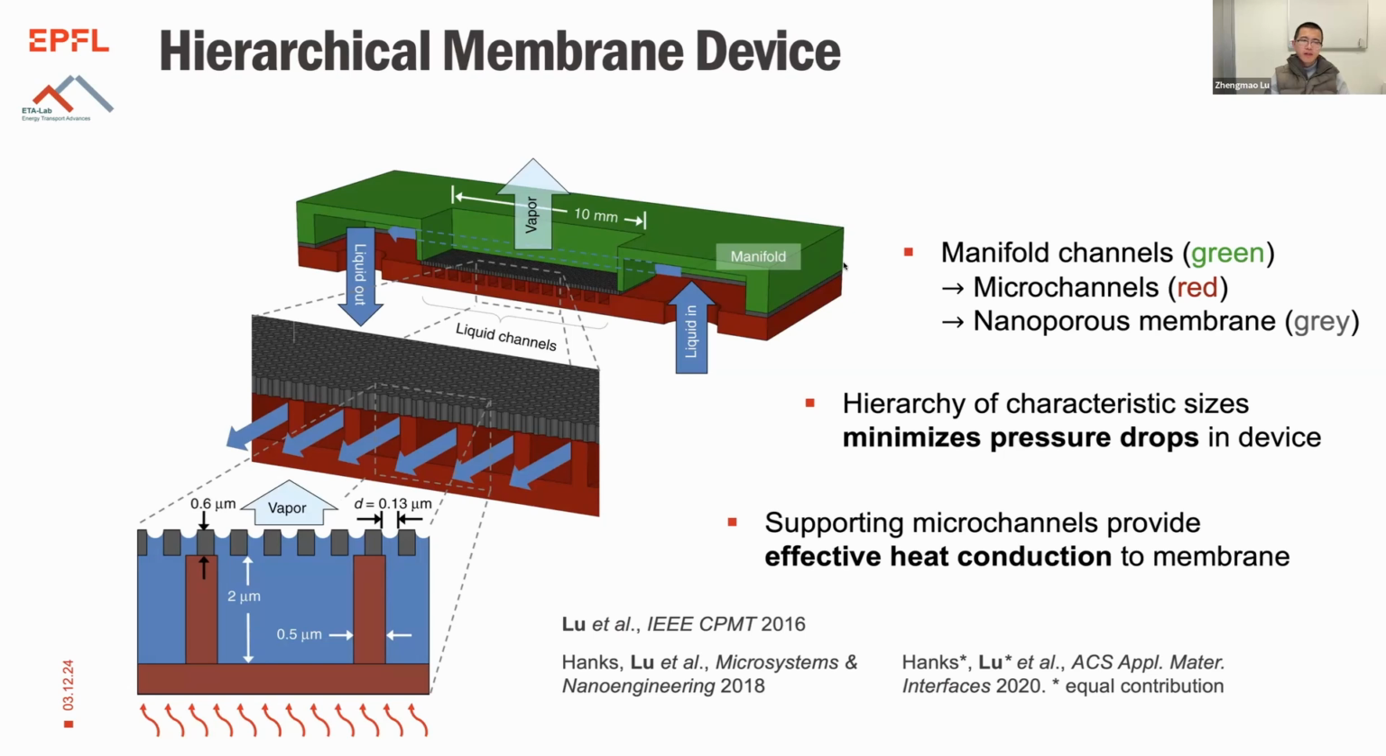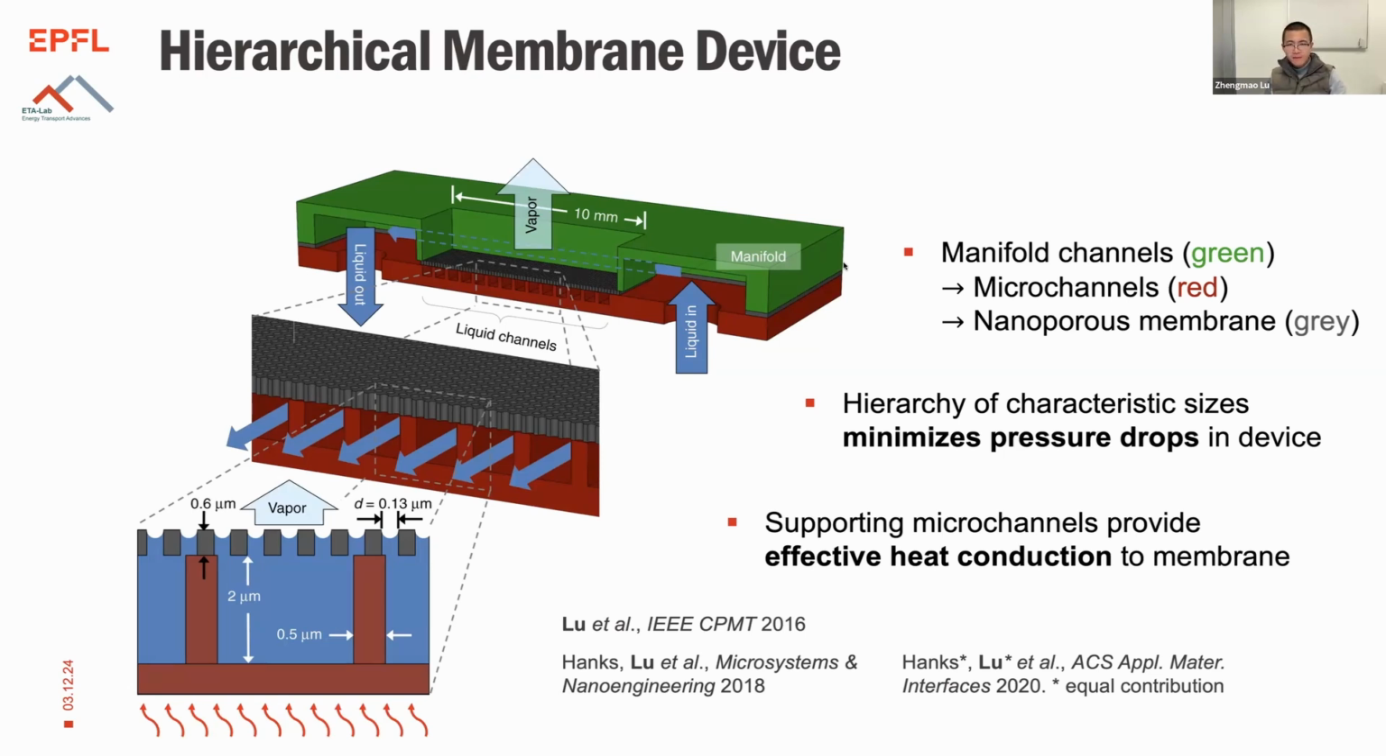If we're assuming we're taking heat from the bottom, as in the bottom schematic, the solid walls of these microchannels provide effective heat conduction paths to the membrane. So you don't have to go through the thick liquid layer within the channels. Instead, you can go through the highly conductive solid wall just to route the heat to the membrane. So this serves the purpose of taking the heat to the membrane effectively and routing the liquid to the membrane with minimal pressure drop.